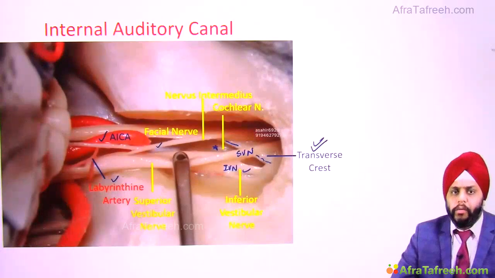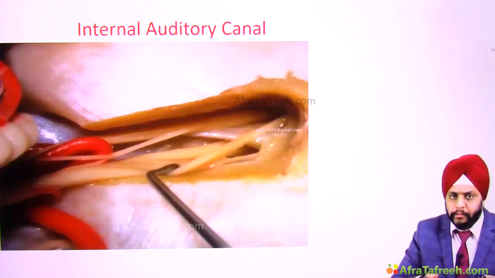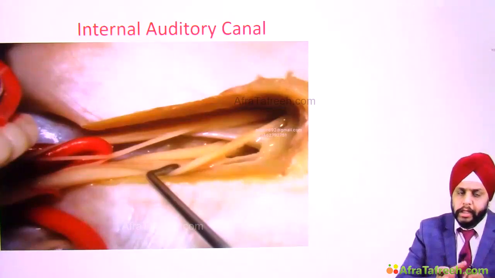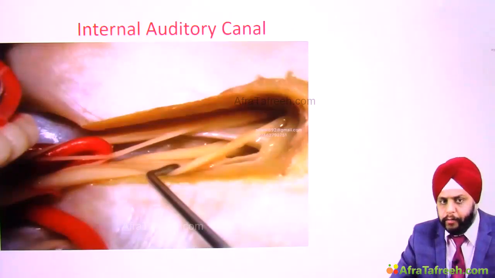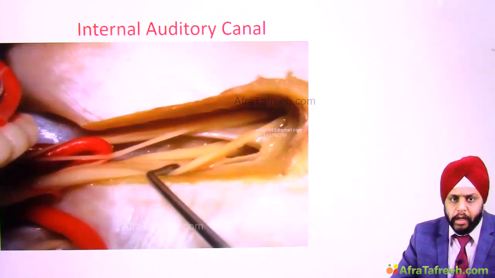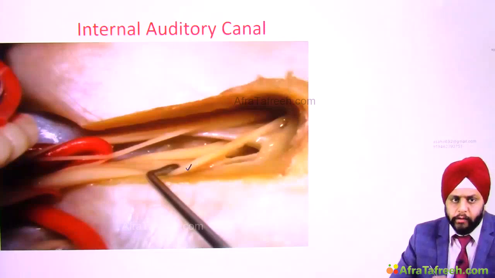Okay, so what we can do now, you can see the whole IAC is drilled, complete till the meatal foramen, and now we have reflected back this nerve over here to show you what all structures are there. So which is this nerve? All right, let's go one by one.